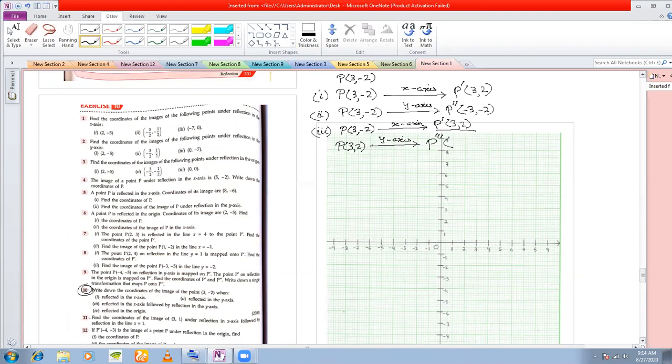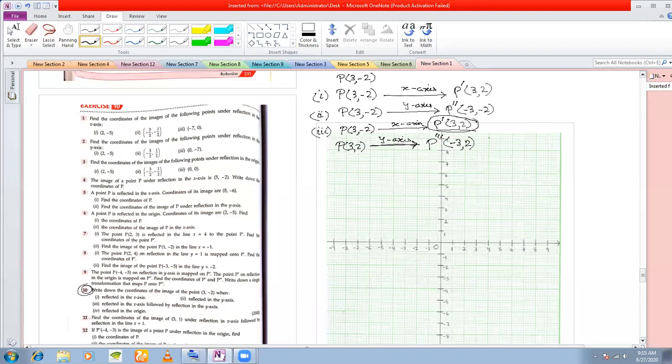When a point is reflected in the y-axis, only the sign of the x coordinate changes. So P(3, -2) is being reflected in the y-axis, and it becomes (-3, -2). Okay, that is fine. And now the last one.